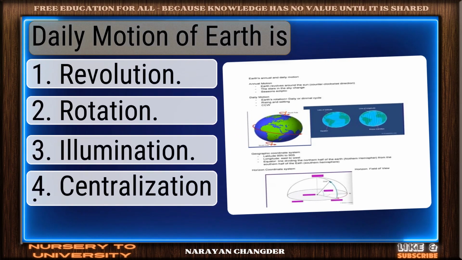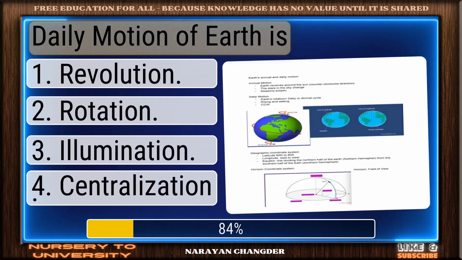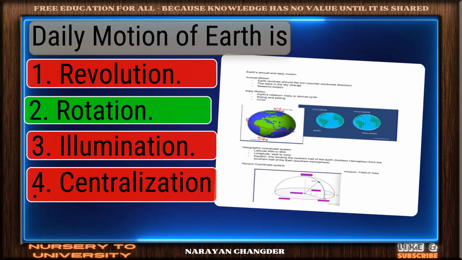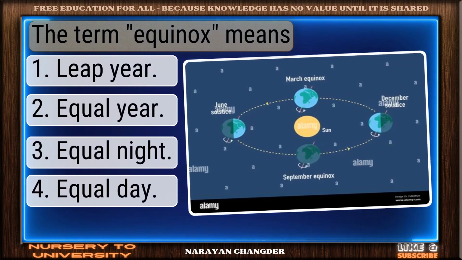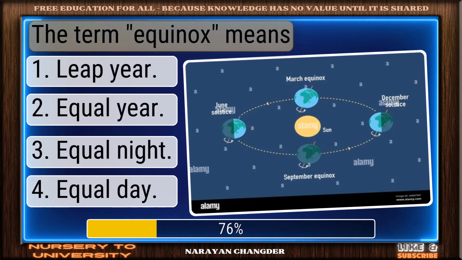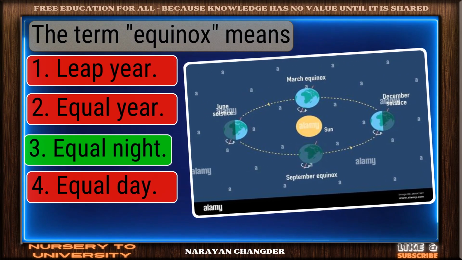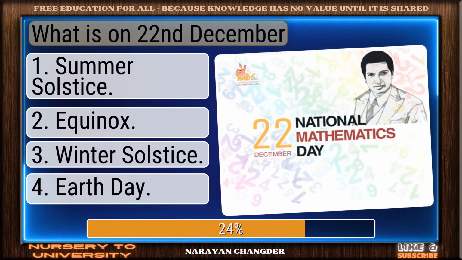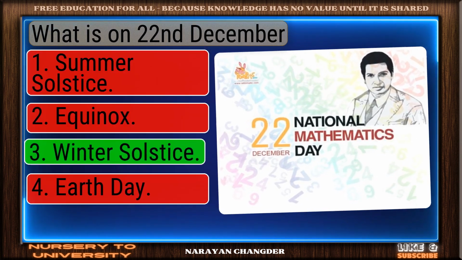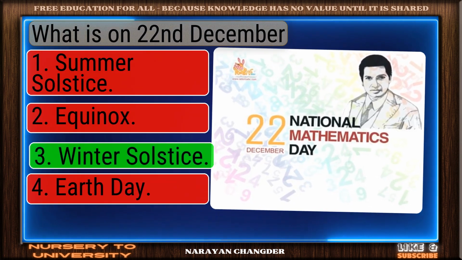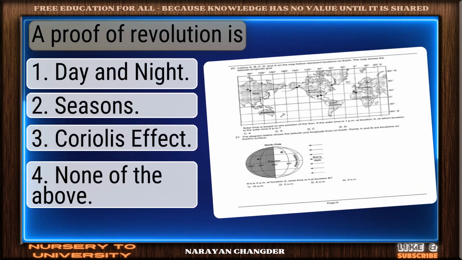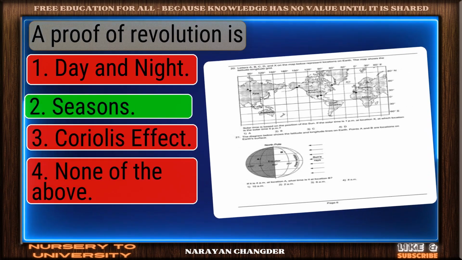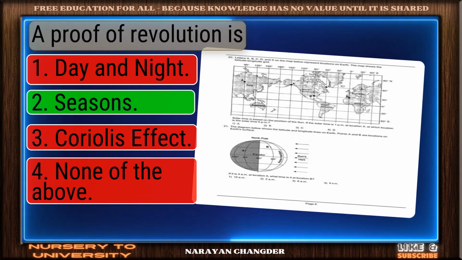Daily motion of Earth is. Nicely done. Rotation is a solid answer. The term equinox means. Solid response. Equal night is a valid choice. What is on 20th in December? Right again. Winter solstice is a valid answer. A proof of revolution is. You chose seasons, and it is correct.